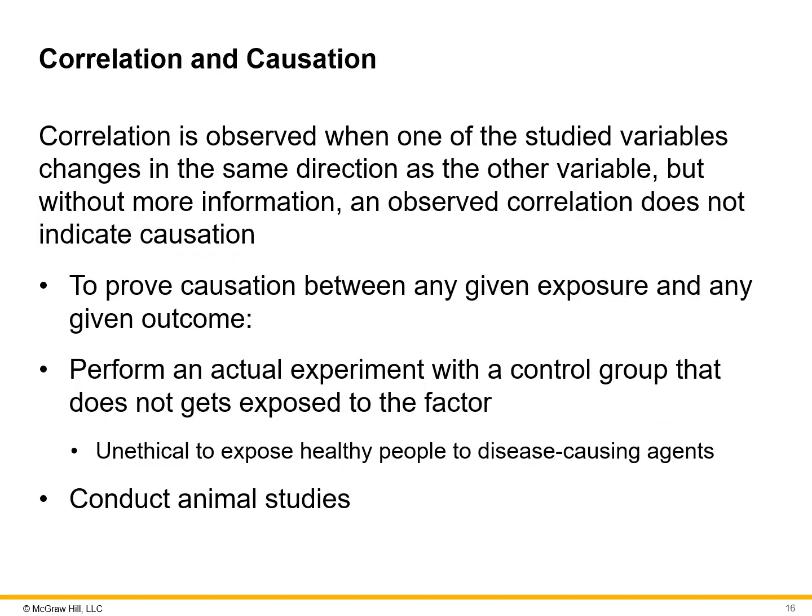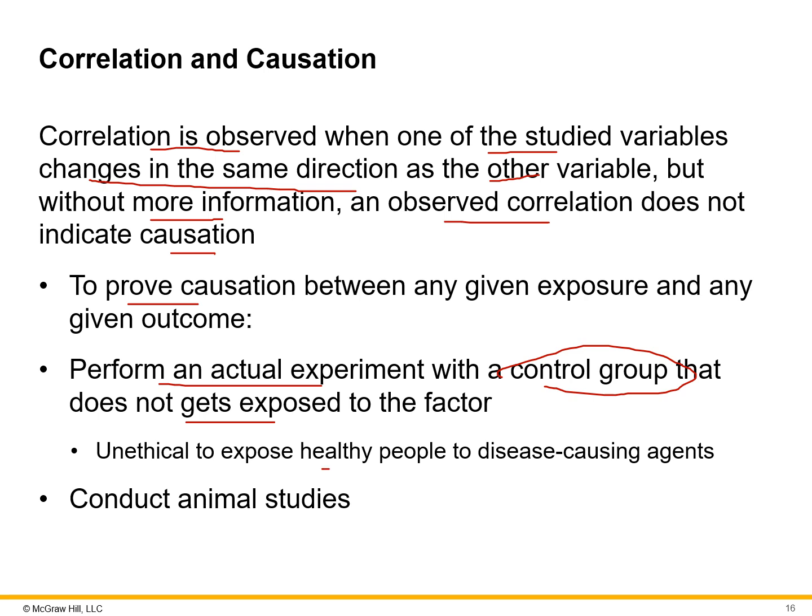So correlation and causation. So correlation is observed when one of the studied variables changes in the same direction as the other. So they seem to be related or correlated. But without more information, observed correlation does not indicate causation. So in order to prove causation between an exposure and an outcome, we have to perform an actual experiment, have a control group that does not get the exposed factor.